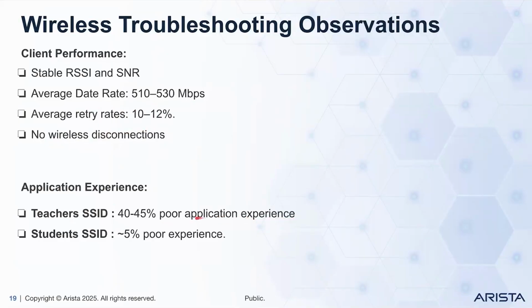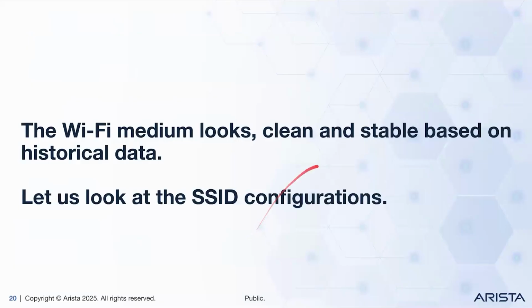And when we compare this to the student SSID, this was a mere 5%. And this value was also the same for the teacher's SSID when it was connected during the non-issue time frame. The value was also around 5 to 6% poor. So based on all the historical data analysis that we have done so far, the Wi-Fi medium looks pretty clean and stable. So as the next step in our troubleshooting, let's look at the SSID configurations.